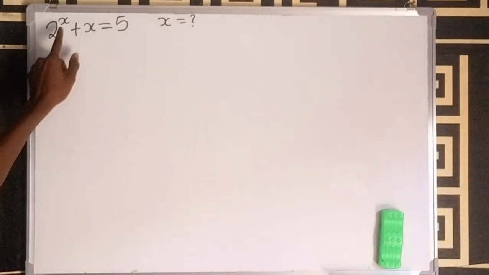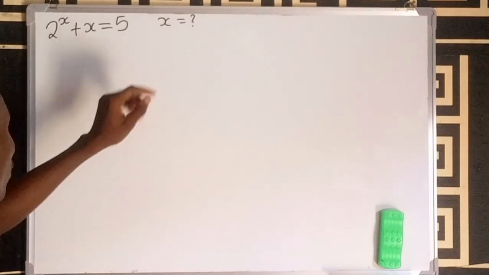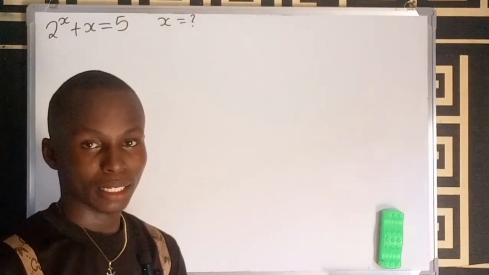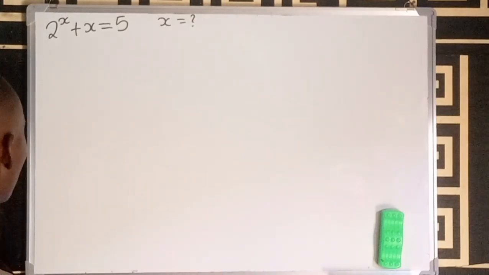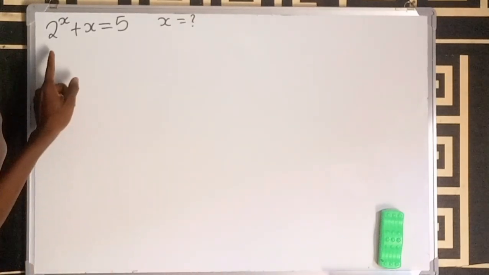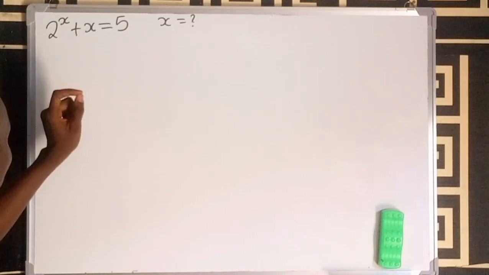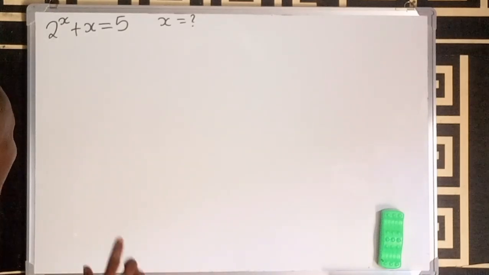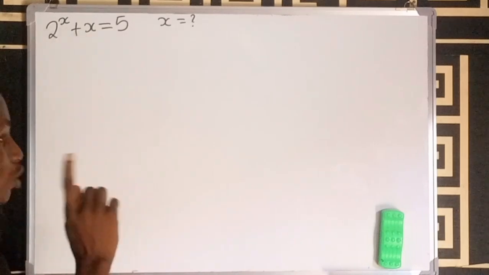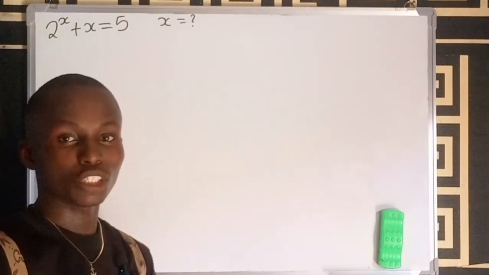Now, given that 2 to the power of x plus x equals 5, we are asked to look for the value of x. Okay, now our first step in this question: since our left hand side is 2 to the power of x plus x, and our right hand side is 5, your first step is to subtract x from both sides. That is your first step. Subtract x from both sides.